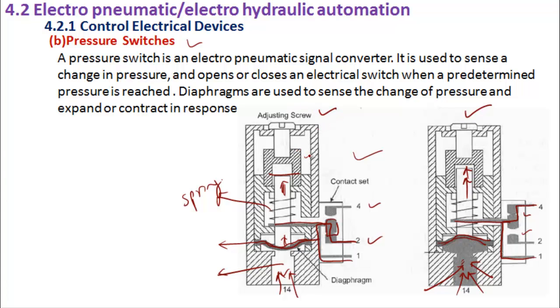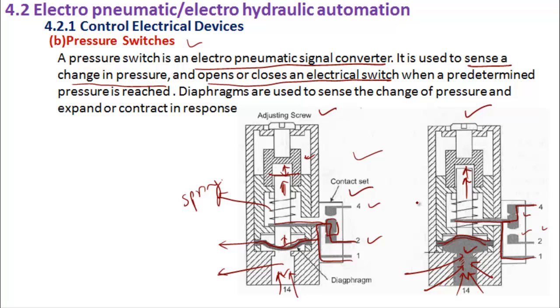See, when you adjust the screw in a certain way, you can change the pressure, because this gap is what is basically deciding how much it will move. So by changing that, you can actually adjust the level of pressure that should happen here, so that the switch is made. Okay. So a pressure switch is an electro-pneumatic signal converter, which senses a change in pressure and opens or closes an electrical circuit.